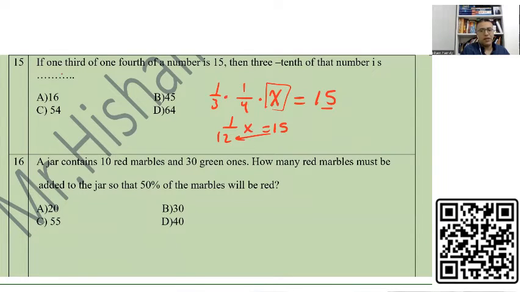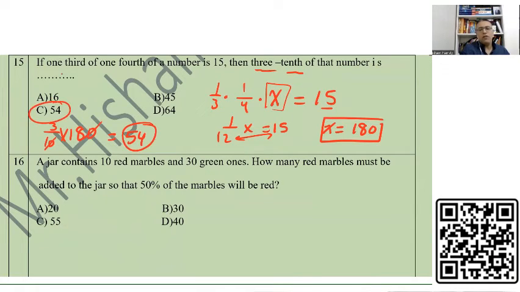And by cross multiplication, x is equal to 180. So I'm looking for 3/10 of 180. By canceling the 0, 3 by 18 is 54. So all of these questions are about fractions and how to simplify fractions, and so on.